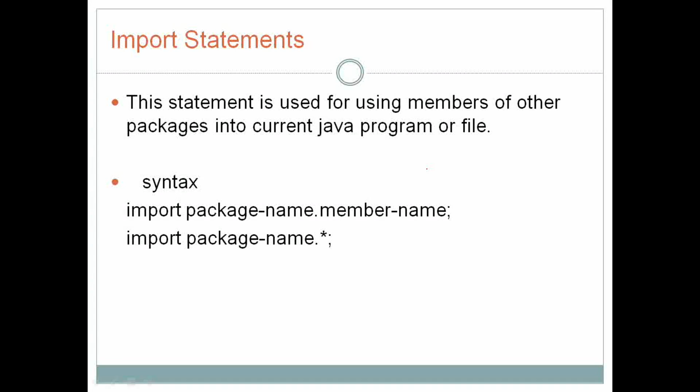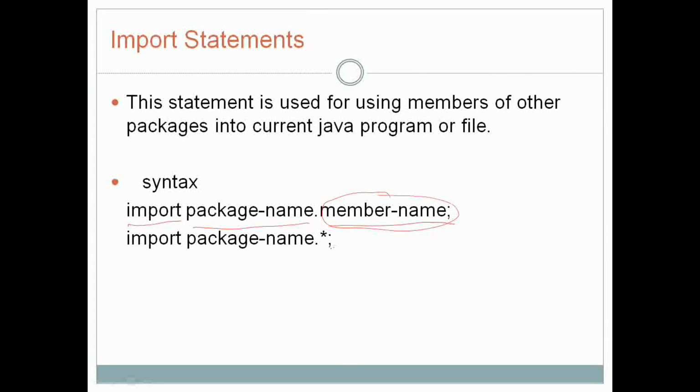The next one is the import statement, and this is used to use the members of an existing package. As I said, a package is a collection of classes, and if you want to use the classes available in one package inside your program, you access the members of the package using a statement called import. This statement is used for using members of other packages in the current Java program or file. And the syntax is import package name and member name. This is used for accessing only one member.